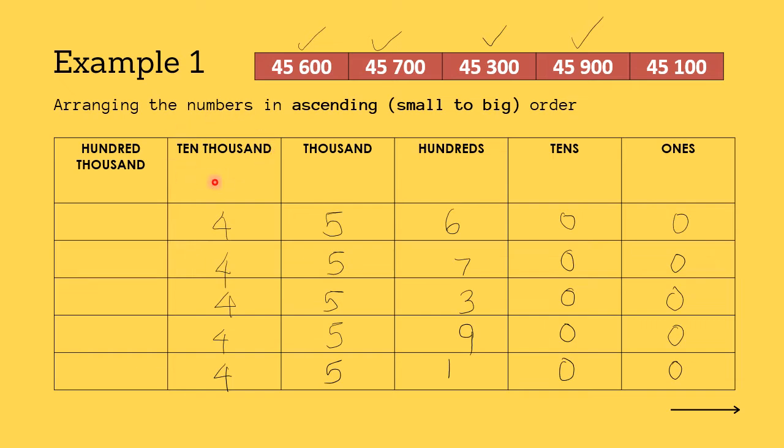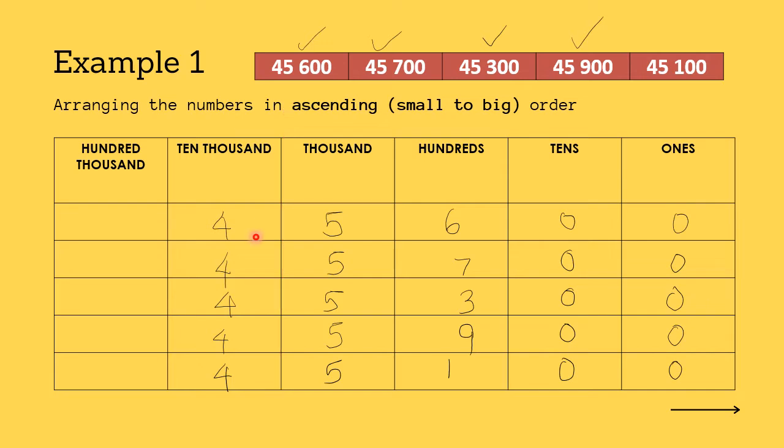Now we're going to start comparing one by one from the biggest place value. Now our biggest place value here is 10,000. So we're just going to focus on 10,000 first. We're going to focus on right here. So here, we're going to compare which numbers are the smallest. So we have 4, 4, 4, 4, 4. They're all the same. So when they are the same, you can't really compare because they have the same quantity.